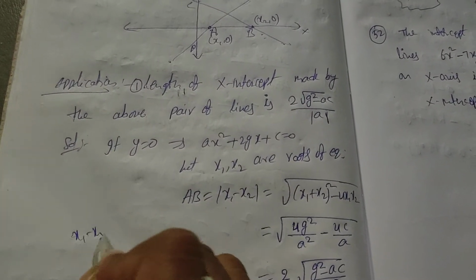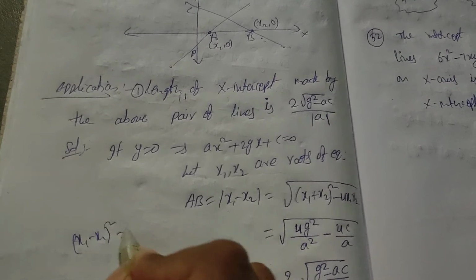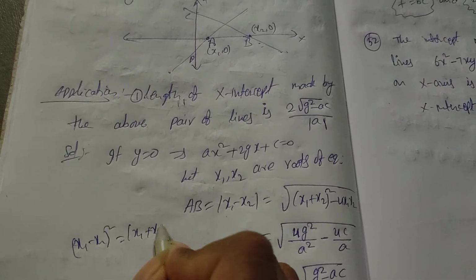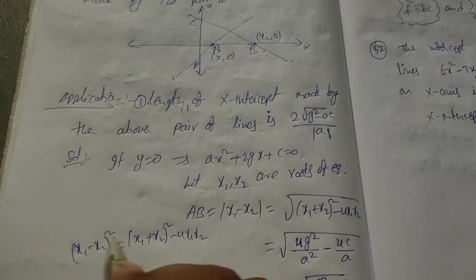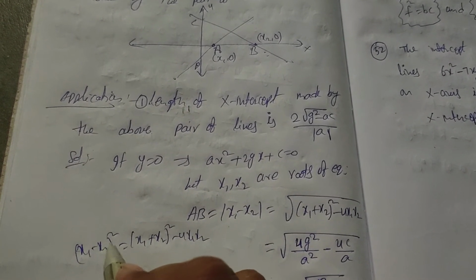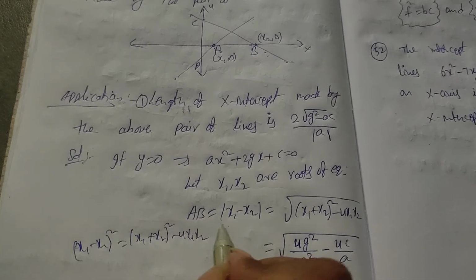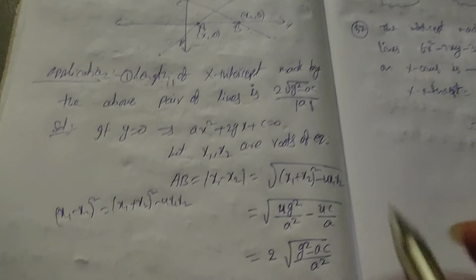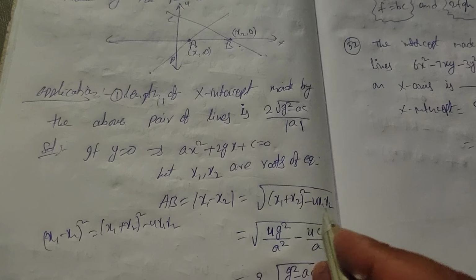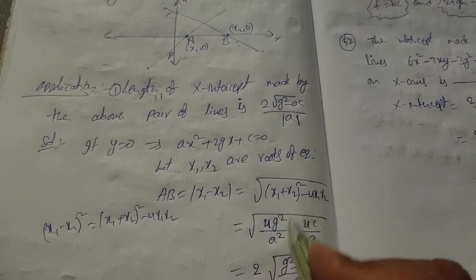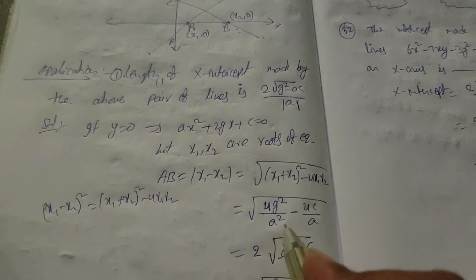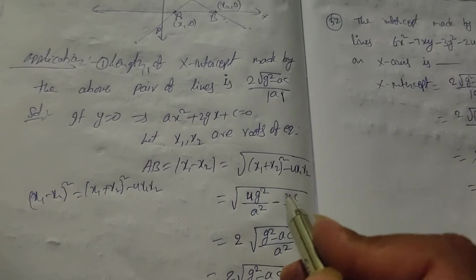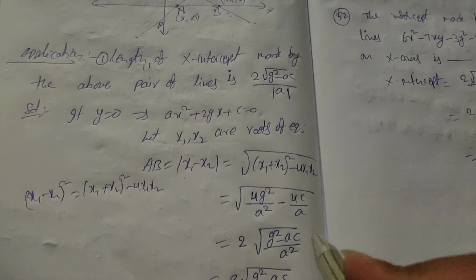So (x1 minus x2) whole square is equal to (x1 plus x2) whole square minus 4 x1 x2. To avoid this square, just write square root here. So this is nothing but root over (x1 plus x2) whole square minus 4 x1 x2. So x1 plus x2 is minus 2g by a, whole square means 4g square by a square, minus 4 x1 x2, which means 4c by a.